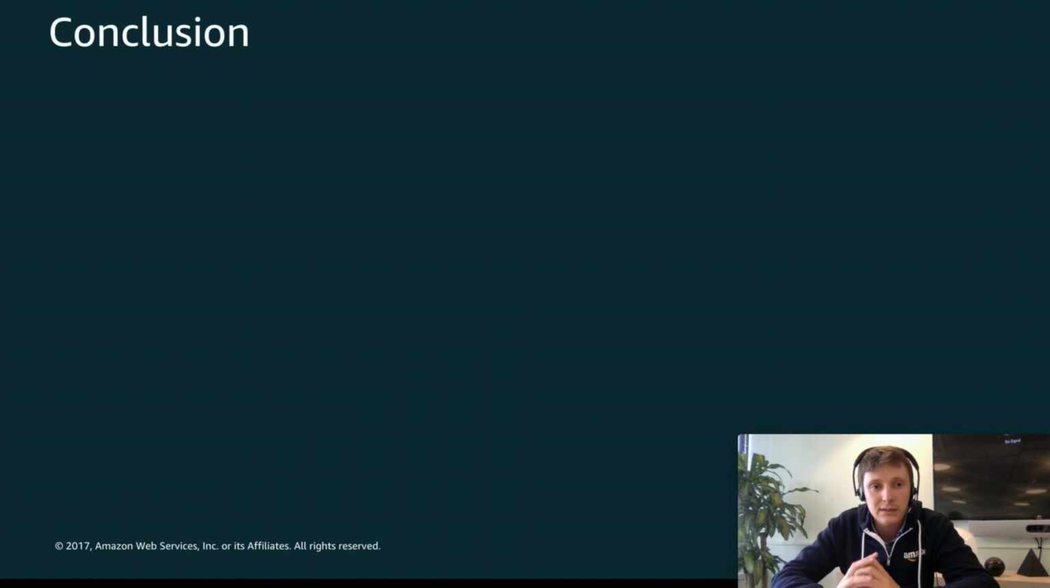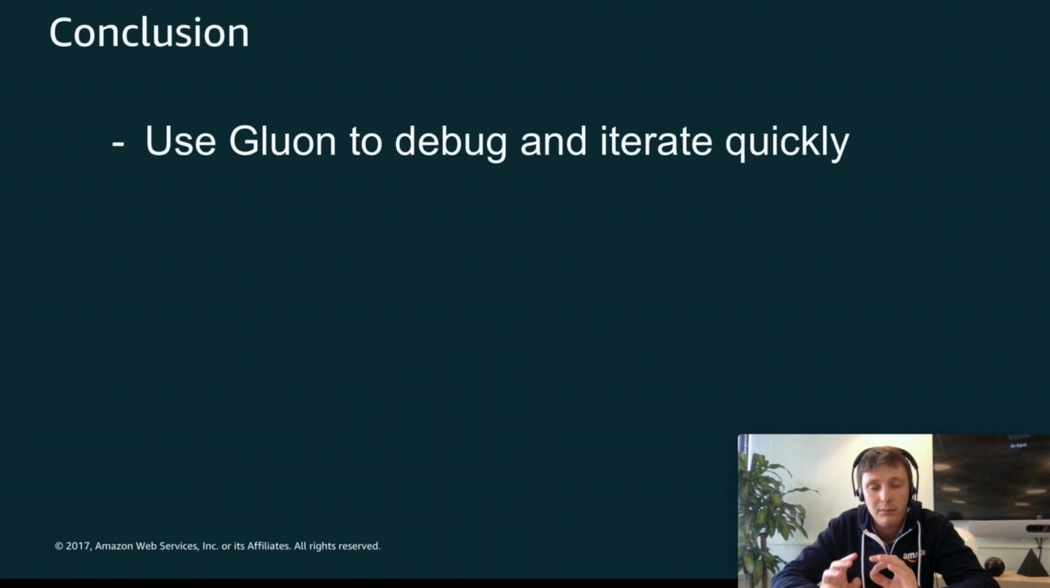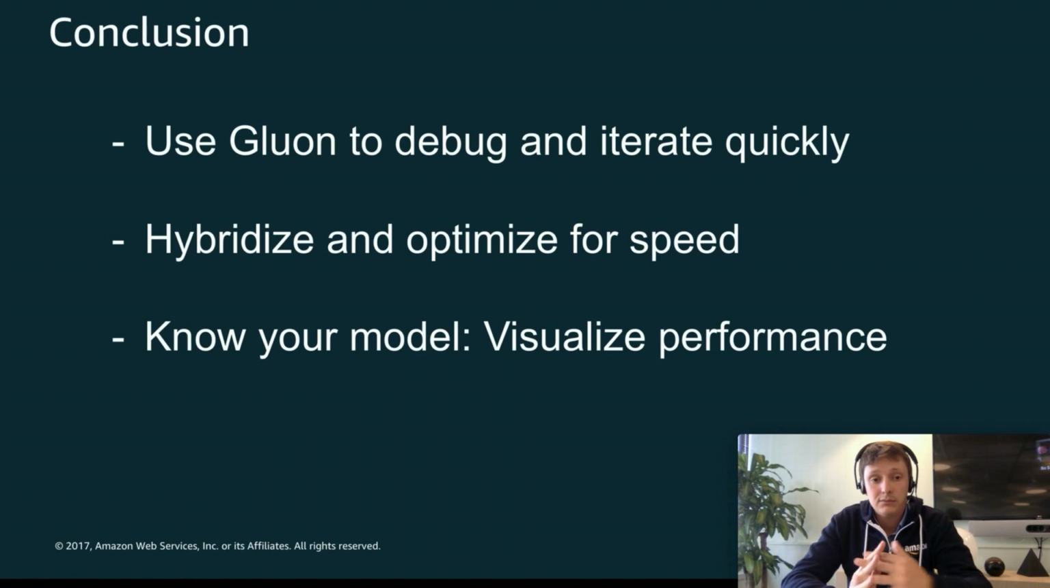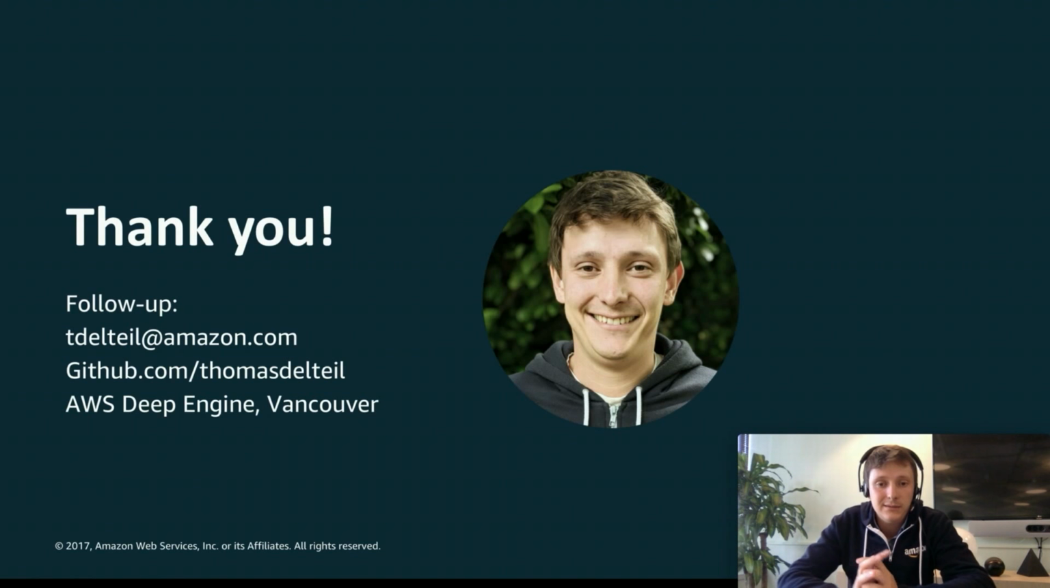So to conclude this two-part talk, very important, use Gluon first to debug and iterate quickly. It's very easy to change your code, and hybridize, optimize for speed. So that's using all the tricks I mentioned earlier. Next is really know your model. During all these operations, make sure that you have set up the right metrics, the right tools to visualize your network architecture, to visualize the performance of your GPU and your CPUs. Really get familiar with what's happening in the environment and inside the training itself by tracking the loss, the accuracy, the samples per second.